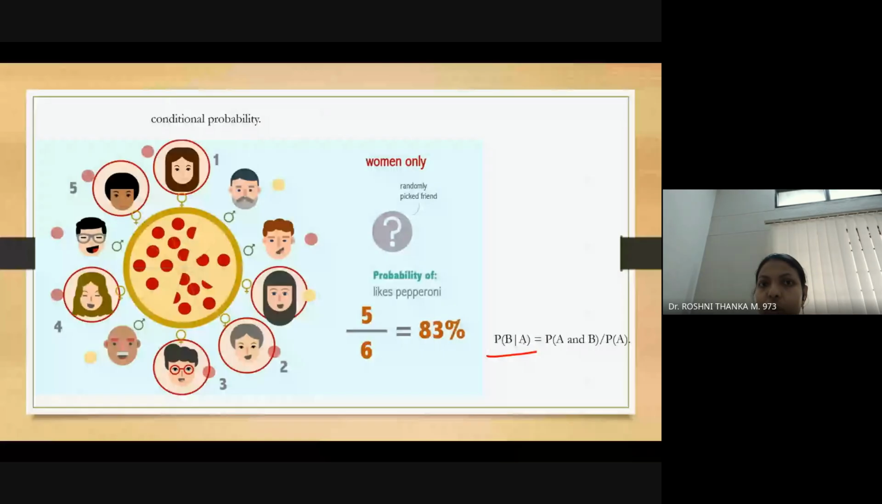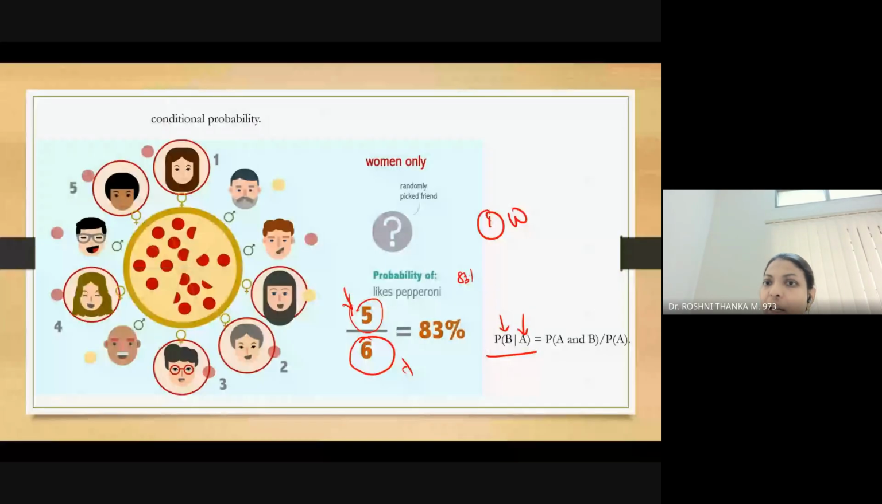So this is conditional probability, which means here there are 6 women, and if they are women, how many like pepperoni? So the first condition is women, and when I randomly pick a friend, the condition is women. Only women we have to take. That is the condition. And among the women, how many like pepperoni? 5. So that is 83%. So based on one condition, the first condition is women, and among the women, how many like pepperoni?